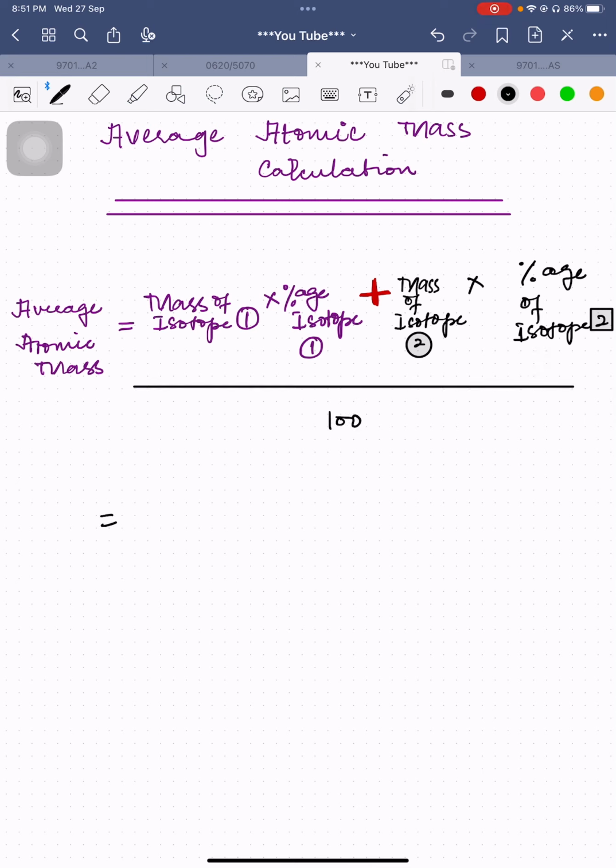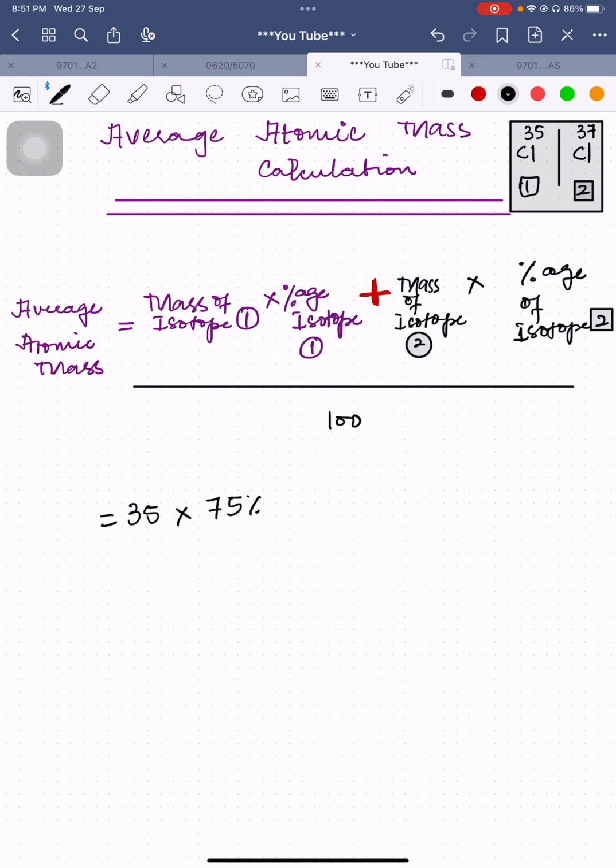So what is the mass of isotope number 1? Let's consider the two isotopes of chlorine which I mentioned on the previous page. One has the mass of 35, whereas the other has the mass of 37. We can consider this as number 1 and this as number 2. The mass of number 1 is 35, whereas its percentage is 75%.